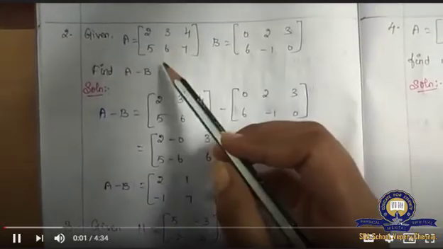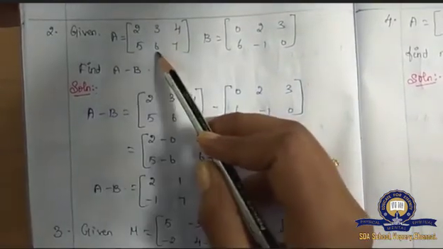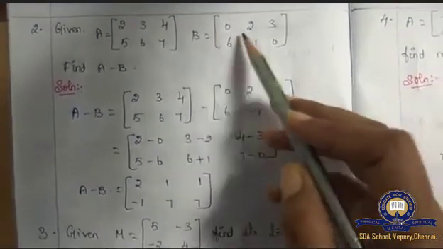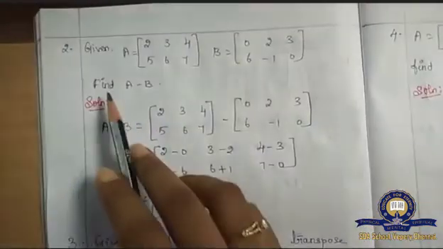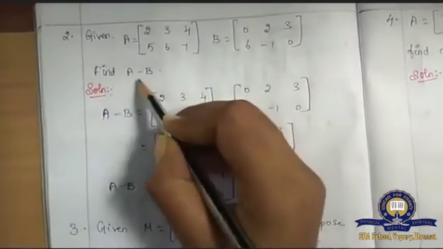Problem: A is equal to [2, 3, 4; 5, 6, 7] and B is [0, 2, 3; 6, -1, 0]. Let's see the solution. What do you have to find out here? A minus B.